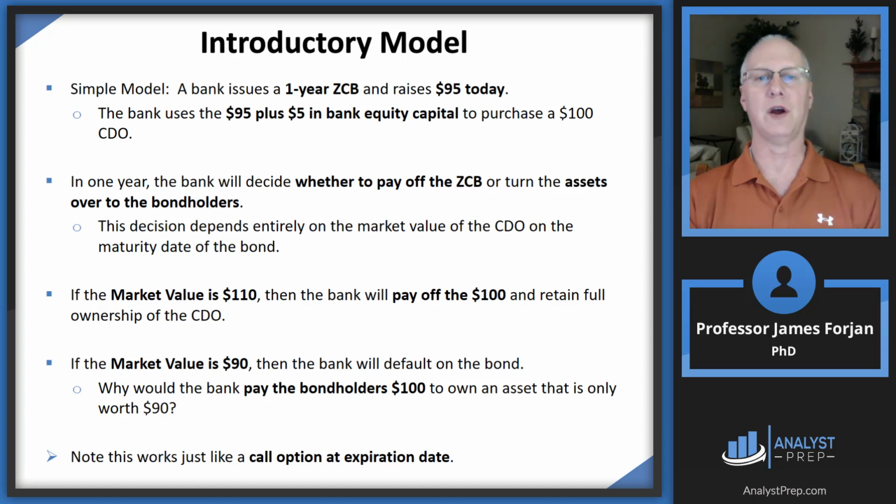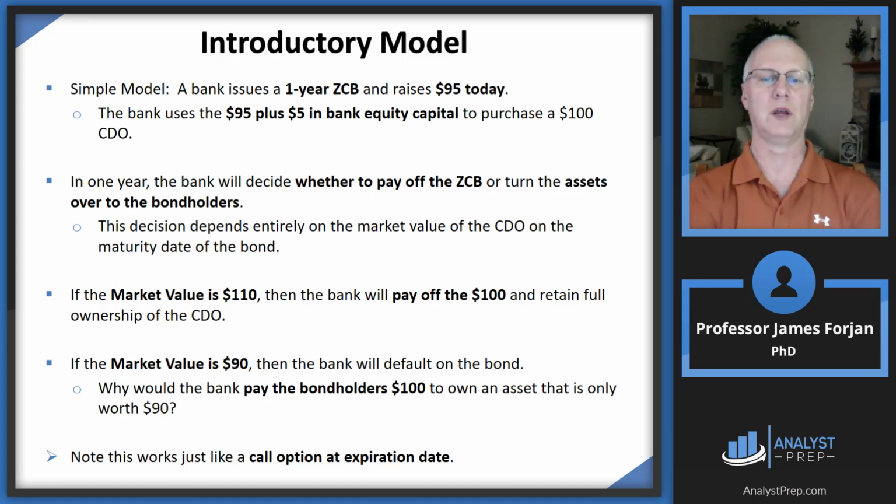So in 1 year, the bank is going to have to make a decision. It's going to decide whether to pay off that zero coupon bondholder and then retain ownership of the assets or turn the assets over to the bondholders in the form of a default or bankruptcy. And that decision depends entirely on the market value of the CDO on the maturity date of the bond.